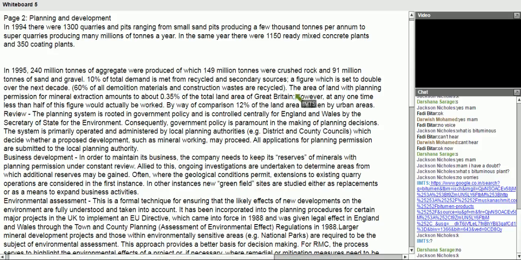Is it clear, everyone? Darshana, Darvish, Mohammed.